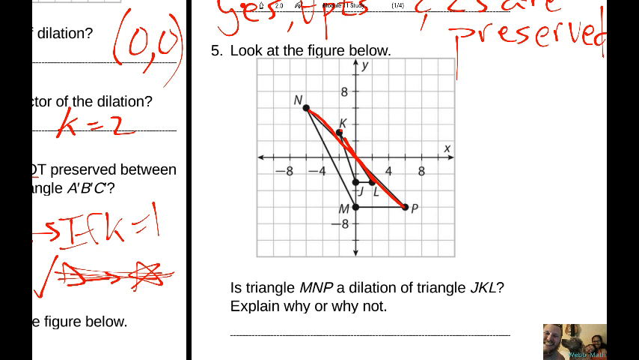So it looks like the slope changed. If the slope changed, that means these angles are not congruent. So if the angles changed, that's a dead giveaway. All right, this is not a dilation. It did not preserve your angles. So you would probably say, no, not a dilation. Angles not preserved.